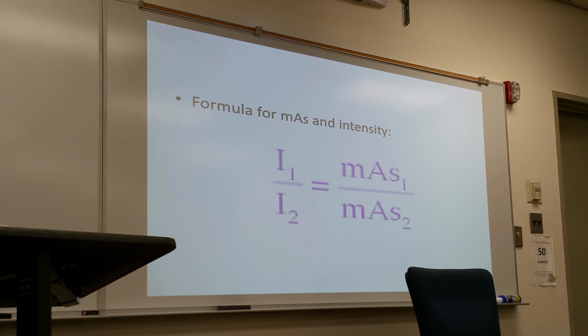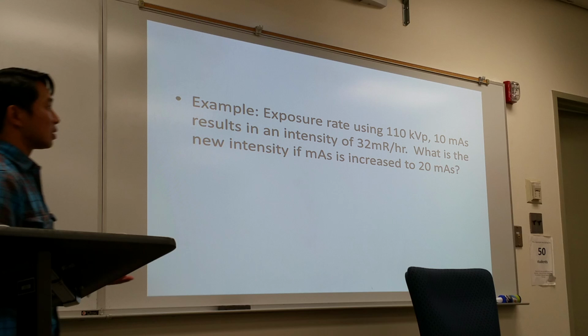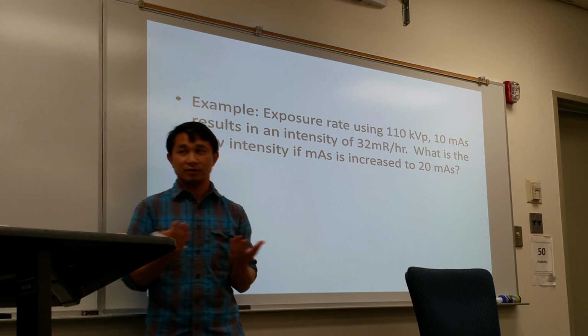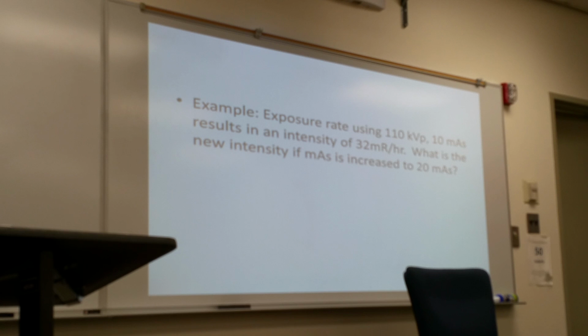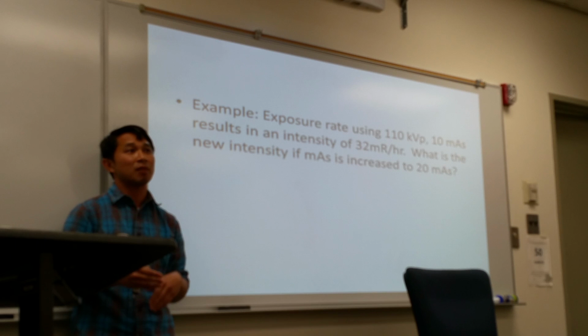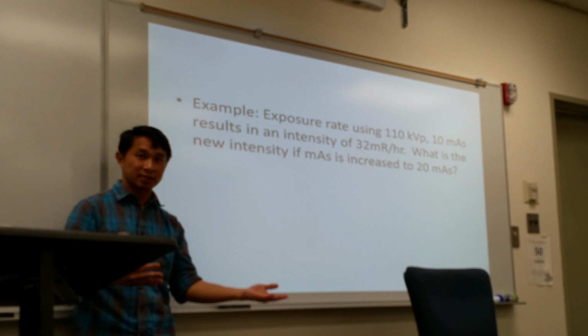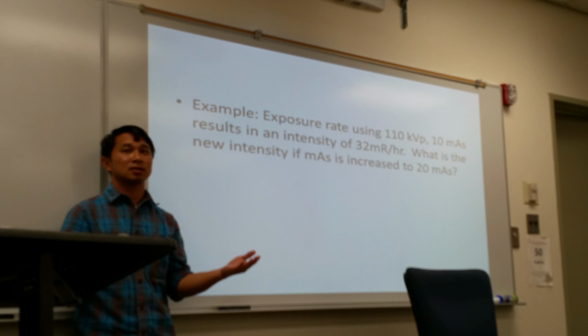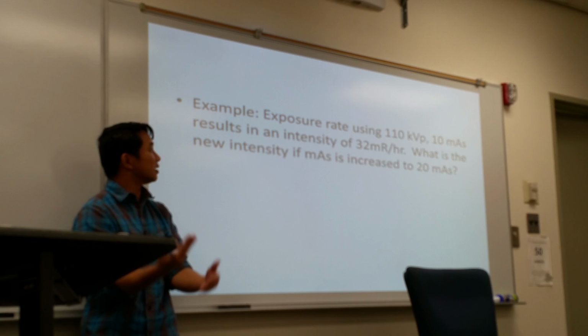Okay, let's do an example. The exposure rate using 110 kV with 10 mAs results in an intensity of 32 milliroentgen per hour. So that's the intensity. What is the new intensity if mAs is increased to 20 mAs? From the discussions, I mentioned that it's proportional, right? If you double the mAs, you double what? Exposure, and you double density. Based on this question, what happens to mAs? It's double. So then you would expect intensity to be double. So it'll be 64 without even using the formula. But let's do that check.